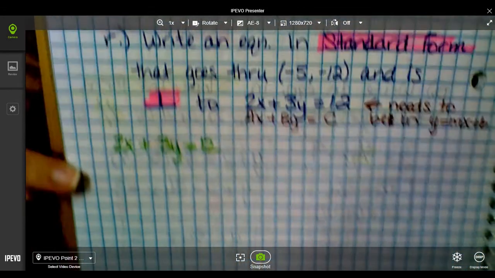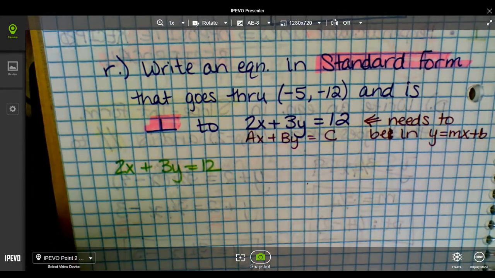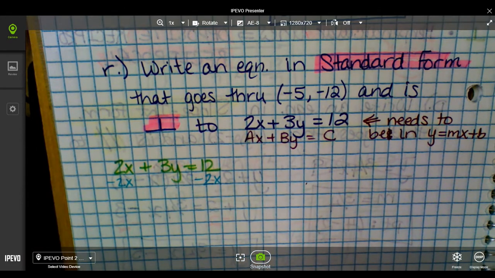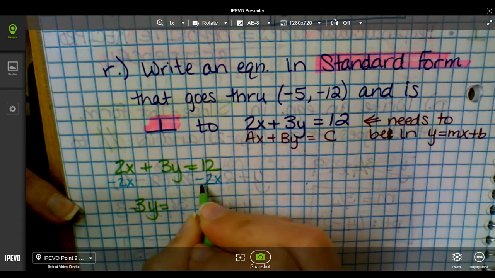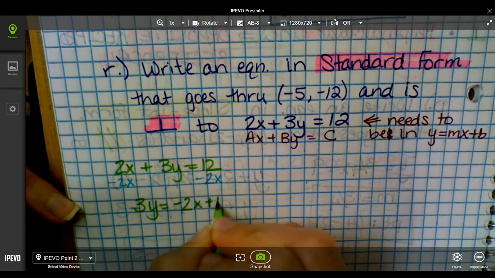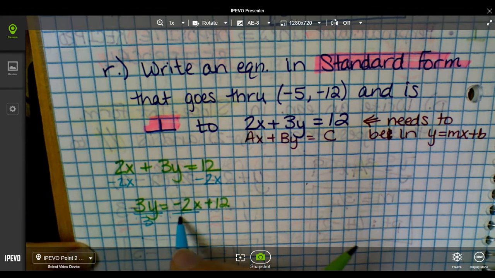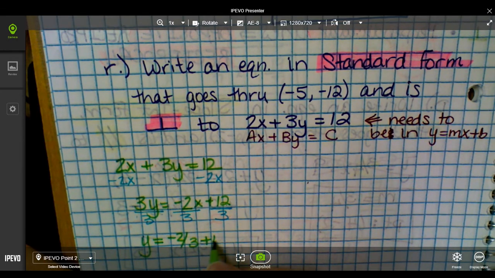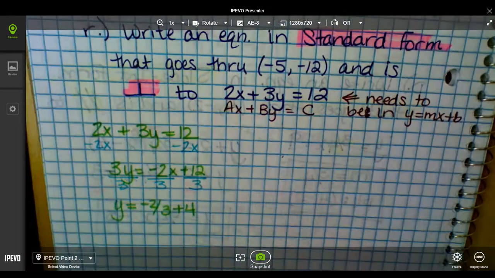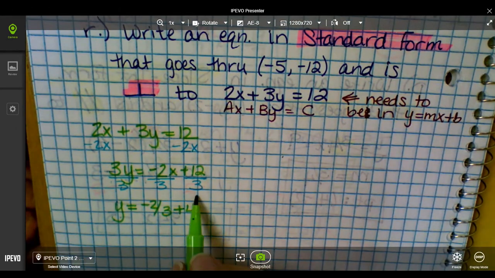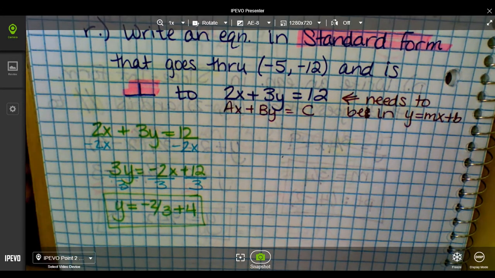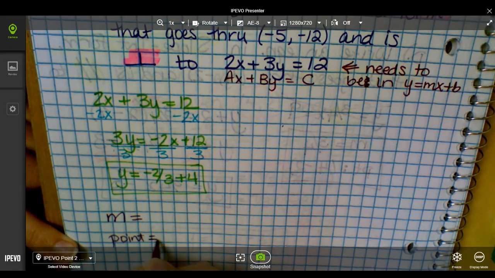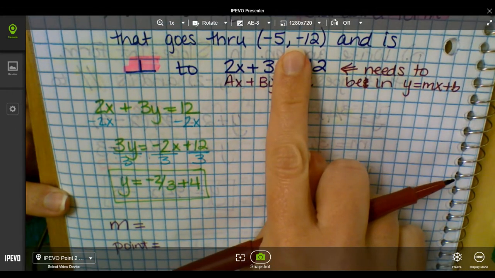So again, you should be getting good at putting this into slope-intercept form. So the first thing I need to do is subtract my x's. So now I have 3y equals, I want the x's first, -2x, plus 12. And then I have to divide everything by 3. So y equals -2/3 x plus 4. Okay, so this is in slope-intercept form now. But remember, I always want you to pull out your slope and your point. And my point, and I know you can't, oh, you still can't see it, -5, -12.